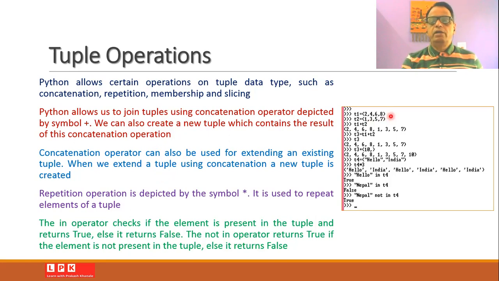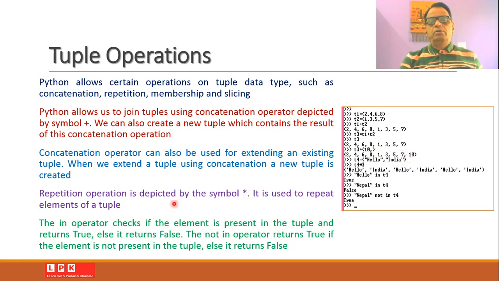For example, T1 is the tuple consisting of elements 2, 4, 6, 8. T2 is a tuple consisting of elements 1, 3, 5, 7. If I write T1 plus T2, then I will get the elements 2, 4, 6, 8, 1, 3, 5, 7. I can also write T3 is equal to T1 plus T2, so my new tuple T3 will be formed consisting of these elements. Now, if I write T3 plus 10 comma, then the element 10 will be added at the end of the tuple T3.